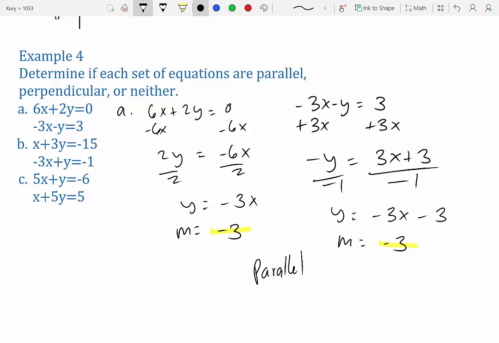The reason why parallel lines never intersect is because they have the same slope. So if they're rising at the same rate, if you're moving at the same rate, will you ever catch somebody? You can't.